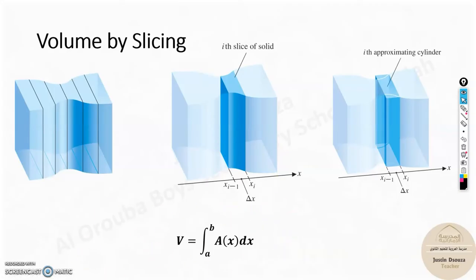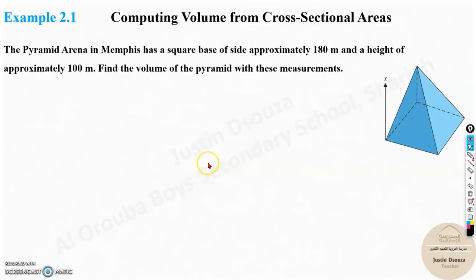In the next video, we will start solving problems and you will understand how to apply this depending on the different questions. We will solve the first problem, that is computing volume from cross-sectional areas. Now over here we have a problem: the Pyramid Arena in Memphis has a square base of side approximately 180 meters and a height of approximately 100 meters. Find the volume of the pyramid with these measurements. The figure is given over here.